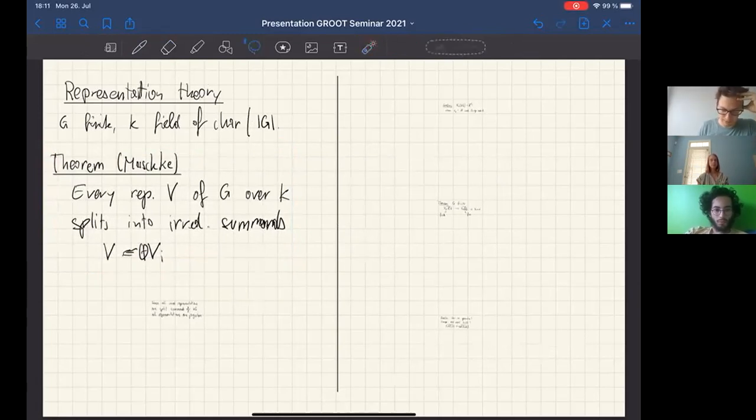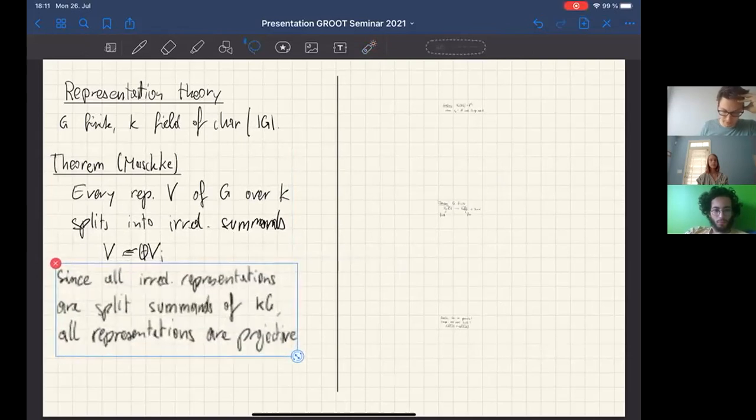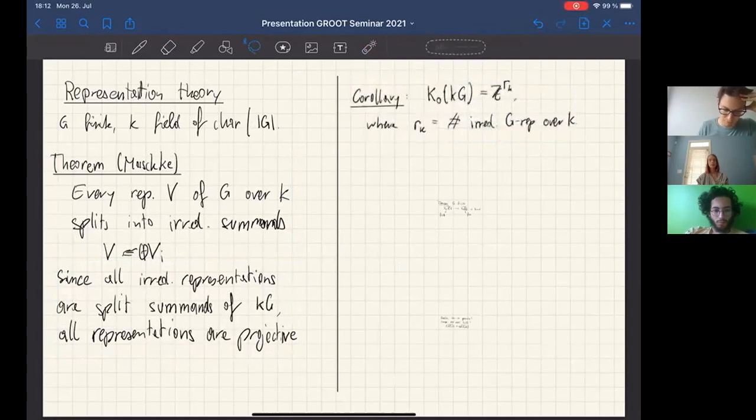And this has some nice consequences for our case, because now, since all irreducible representations are split summands of the regular representation, it means that all representations which are built out of those irreducibles have to be projective, because they're just finite sums of projectives. So as a corollary, if we compute this group, the irreducibles give a basis of the K-theory group. So K0 of the group algebra over a field is just a free group with rank the number of irreducible G representations.